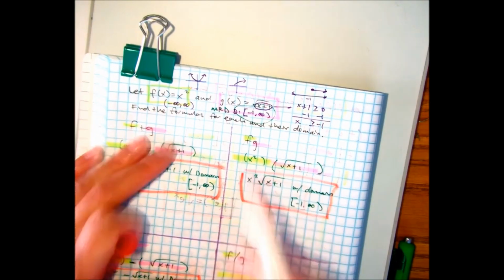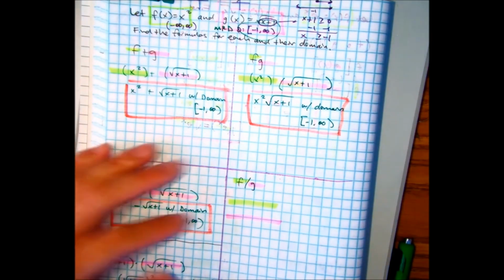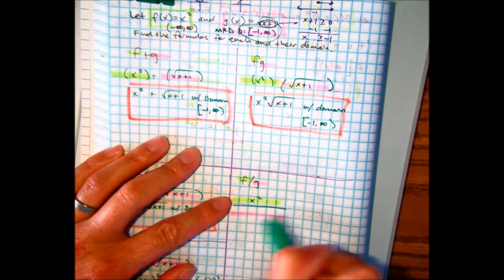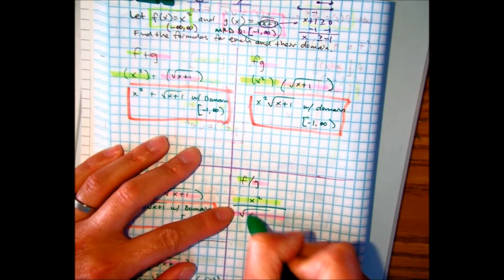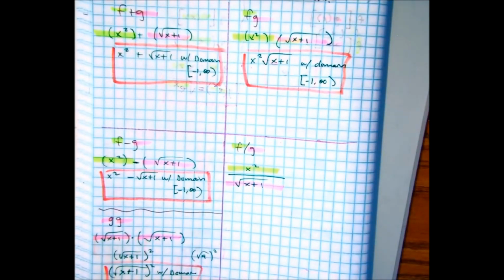Raise your hand if you got that. Alright, this is the tricky one. Ready? F divided by g is x squared over the square root of x plus 1. But here, you should be thinking about a rational function.